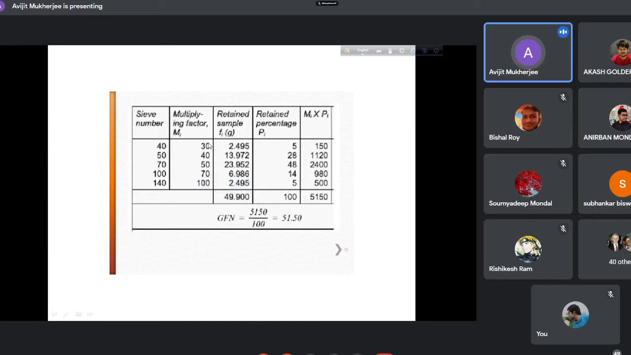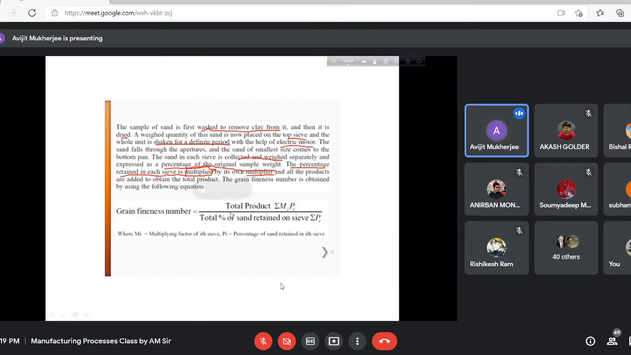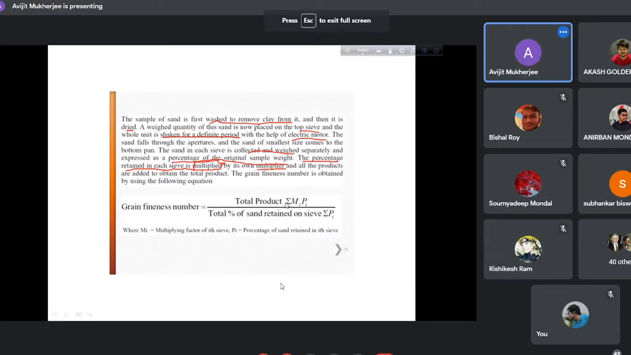You have to remember the sieve number; the corresponding multiplying factor will be given, but you should know the use, because of the grain fineness number formula. How is grain fineness number given? It is given by the total product divided by the total percentage of retained sand on the sieves, that is, summation MiPi by summation Pi, where Pi is the retained percentage in each tray and Mi is the multiplying factor. So that is the formula.